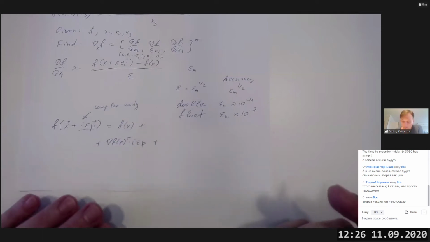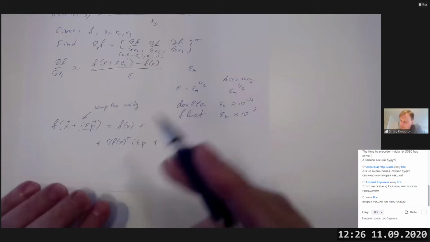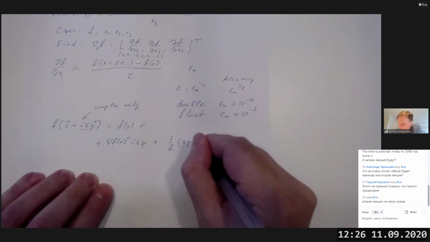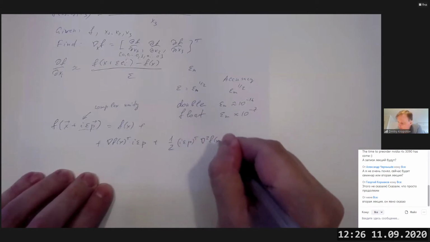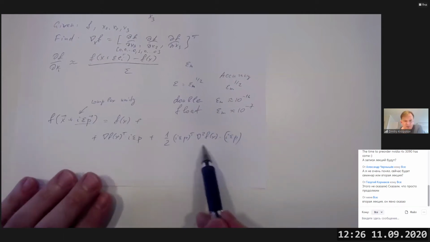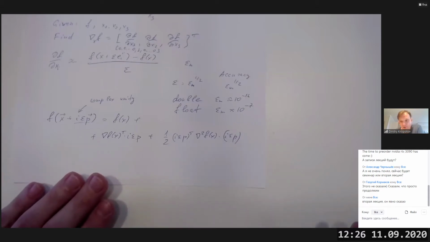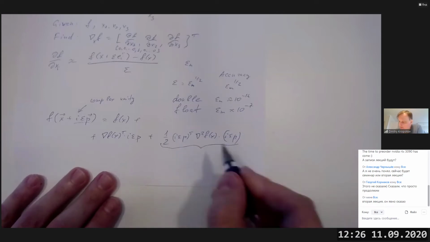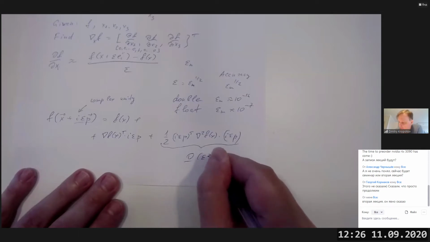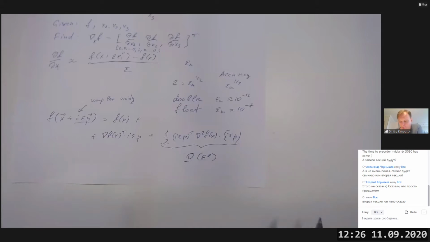Then the next term would be something that corresponds to the second derivative. So formally it is 1/2 our point transpose times Hessian times our point. So you see, here we have i squared, and i squared is just -1. So we may say that this function in terms of epsilon is just big O of epsilon squared. So it's some real valued term with this dependence on epsilon.